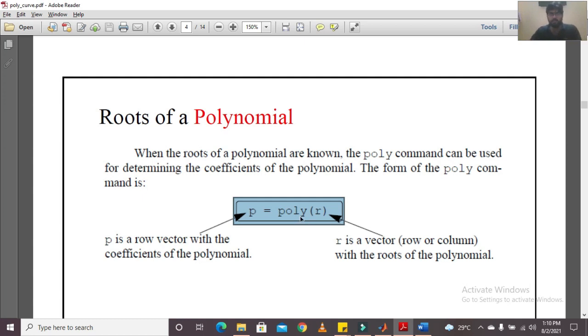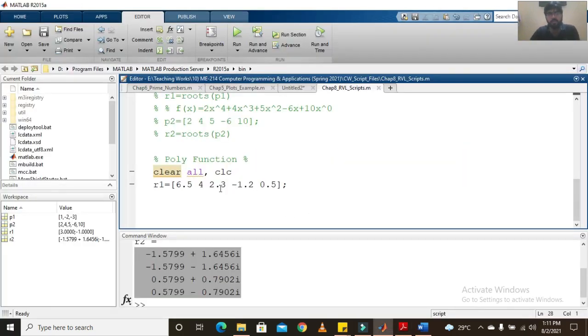I am going to use the poly function. And since it is a MATLAB built-in function, it must be in lowercase, and there will be a parenthesis, and inside the parenthesis there will be an input argument. We have only one input argument in this function, which will be the array of the roots, and this array can either be a row vector or a column vector as well. So I will just use the row vector here.